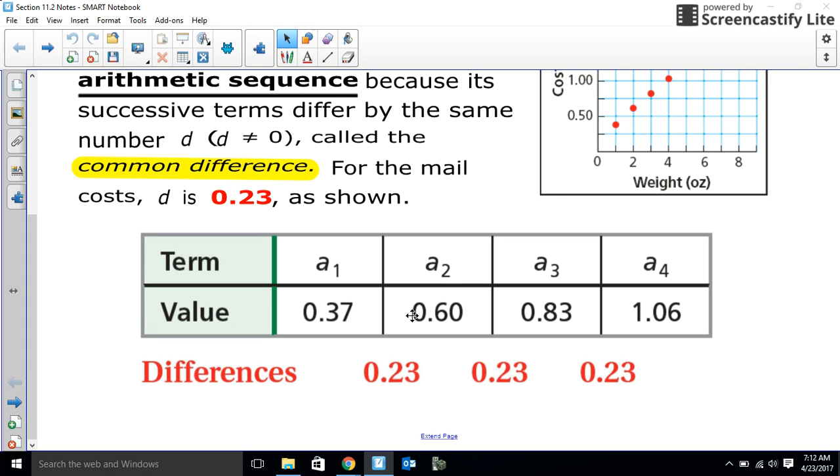That difference is what's known as the common difference, and we will be using the letter D to represent that value. So since this is going up by 0.23, then the D value here would be 0.23. If this were decreasing, then that D value would be a negative number.